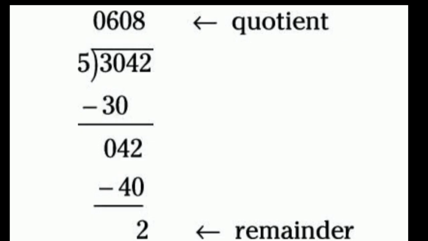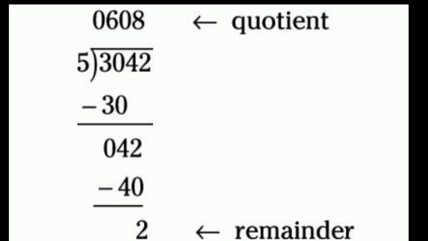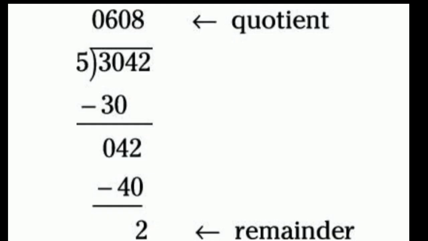So we just write 42 here. Now let's count the table of 5 until 42 comes. Again 42 is not there in the table of 5, so you will just write the nearby number. The nearby number that comes out in the table of 5 is 40, that is 5 8s are 40. So you write 40 here and subtract 40 from 42 and you get 2 as the answer. Now 2 will not be further divided, so we write 2 as the remainder. So in this question 3042 is the dividend, 5 is the divisor, 608 is the quotient and 2 is the remainder.